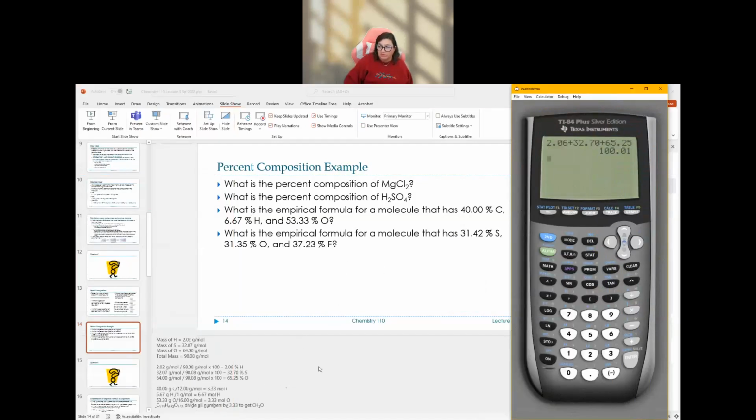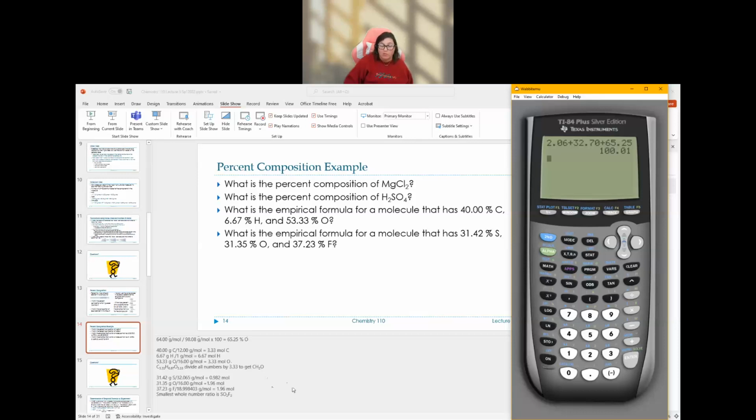What is the empirical formula for a molecule that has 40% copper, 6.67% hydrogen, and 53.38% oxygen? 40 grams of carbon divided by 12.0 grams per mole is 3.33 moles of carbon. 6.67 grams of hydrogen divided by 1 gram per mole is 6.67 moles of hydrogen. 53.33 grams of oxygen divided by 16 grams per mole gives me 3.33 moles of oxygen. Carbon 3.33, H 6.67, O 3.33.